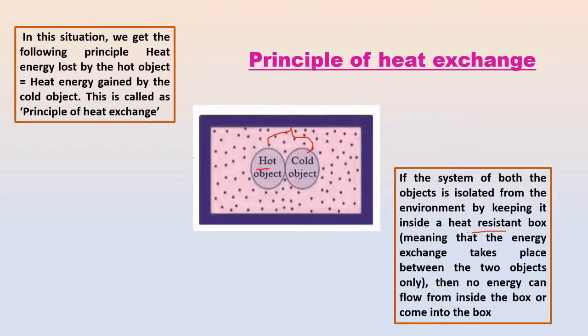It is heat energy lost by the hot object is equal to heat energy gained by the cold object. Why is it same? In the previous slide we have studied that heat exchange will take place till what point? It will take place till the temperatures of both the objects are the same, and that is why we conclude over here that the energy lost by the hot object is equal to the energy gained by the cold object. So this is the principle of heat exchange.